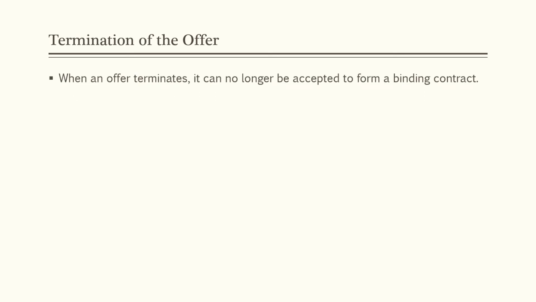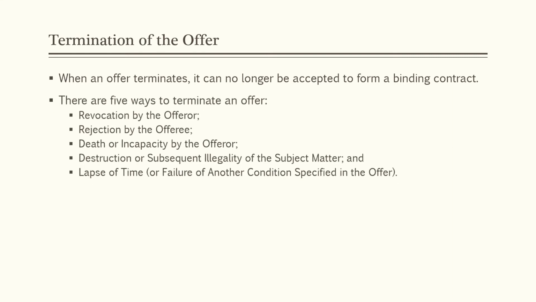Now that we've discussed the three elements of an offer, let's discuss termination of the offer. When an offer terminates, it can no longer be accepted to form a binding contract. There are 5 ways to terminate an offer: revocation by the offeror, rejection by the offeree, death or incapacity by the offeror, destruction or subsequent illegality of the subject matter, and lapse of time. There is one other, it's called failure of another condition specified in the offer, but that happens pretty rarely. Offers usually expire most often through lapse of time, meaning that if not accepted by April 30th, the offer expires.